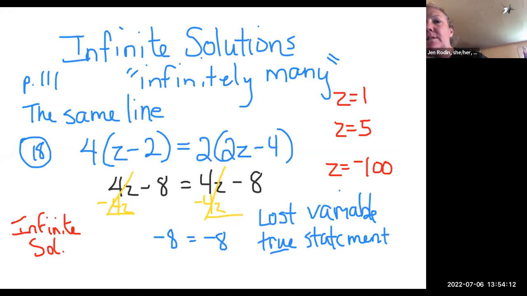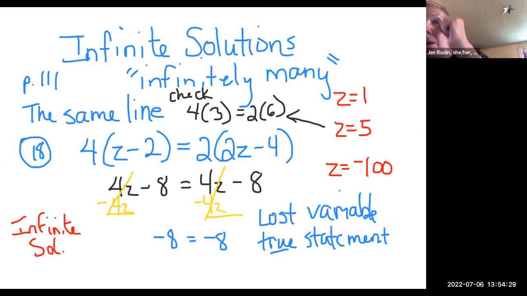That's kind of a pain. Let's do this one. If we had put in z equals 5, 4 times 5 minus 2 equals 2 times 10 minus 4. 12 equals 12. That's true. See, so that one works. Try another number. Any number in the whole wide world is going to work.